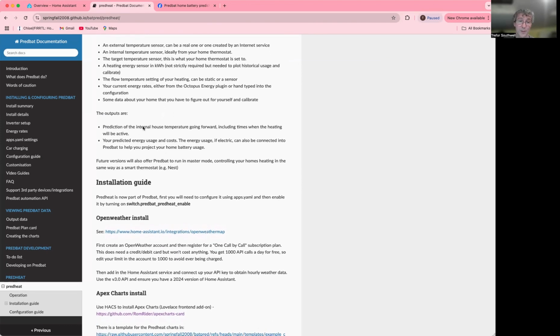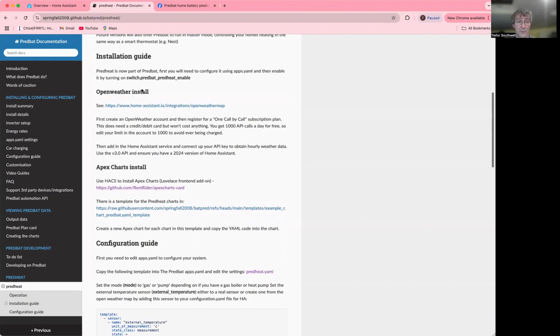What the outputs are is a prediction of the internal temperature of your house going forward and how much energy you're going to use, and therefore how much it will cost. How much energy you use will allow you to actually link it up to Predbat and actually add it to your home battery predictions as well.